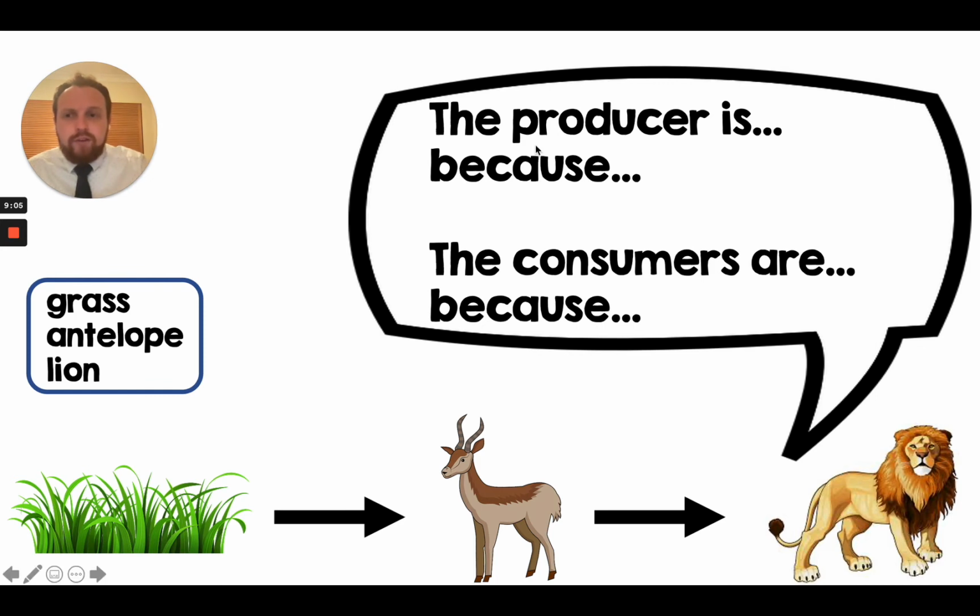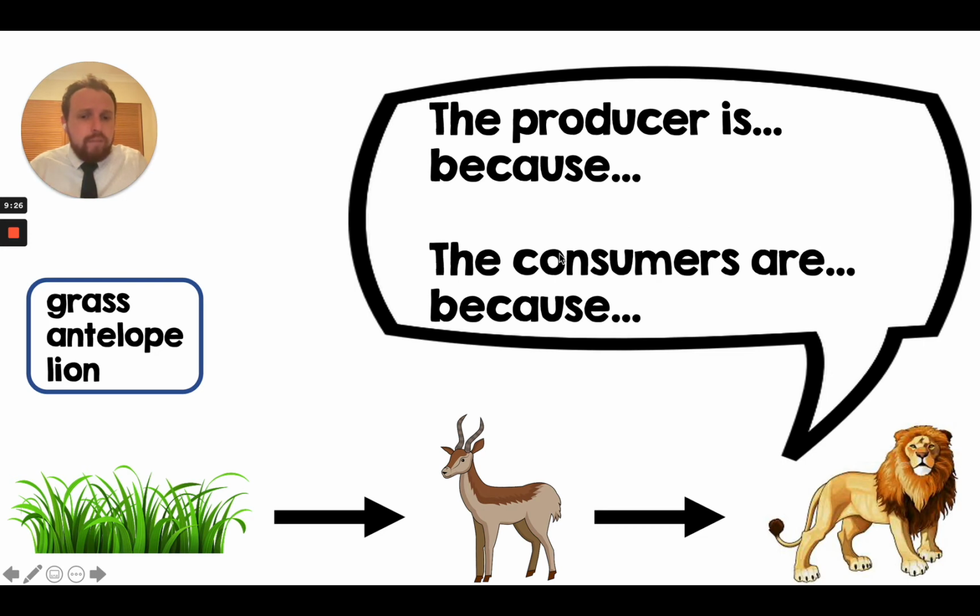Okay, so hopefully you've done that. If you found that a bit tricky, I'm going to show you basically what the answer was here, okay? So the producer is the grass, okay? The producer is the grass because it makes its own energy using sunlight and it doesn't eat plants or other animals, okay?